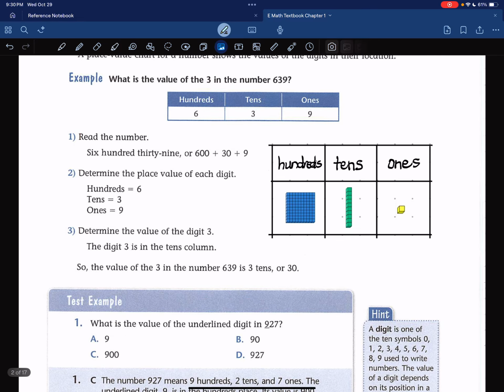Determine the value of the digit 3. The digit 3 is in the tens column. So the value of the 3 in the number 639 is 3 tens or 30.